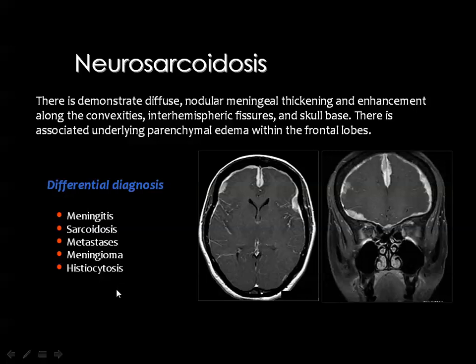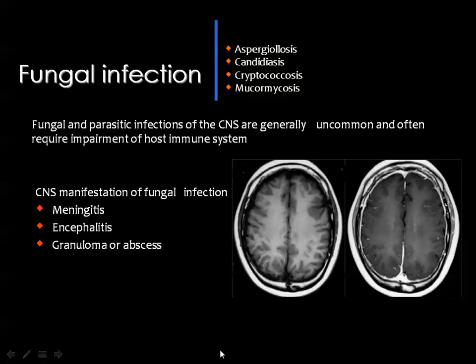And as I have said, in order to reach the diagnosis of sarcoid, you should know that the patient is clinically known to have sarcoid disease, or you should have intrathoracic manifestations to help you reach the diagnosis. Then we came to fungal infection, and you know that fungal infections and also parasites infecting the CNS are usually uncommon, and many times the patient is one of those who are immune compromised.